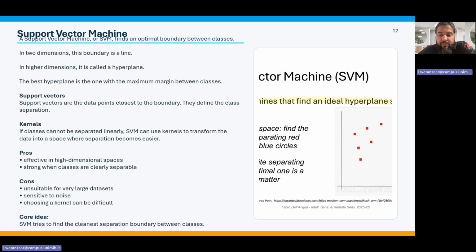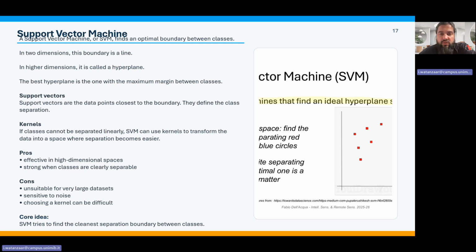So they are looking mainly for the two different classes. And the best hyperplane is the one with the maximum margin between the classes. So when we have the maximum margin between the classes, that is the best hyperplane. And a hyperplane is used in multiple dimensions, and it's really good for hyperspectral, ultraspectral or multispectral data. Support vectors are exactly the data points closest to the boundary.